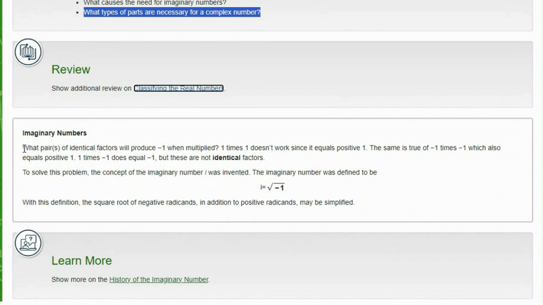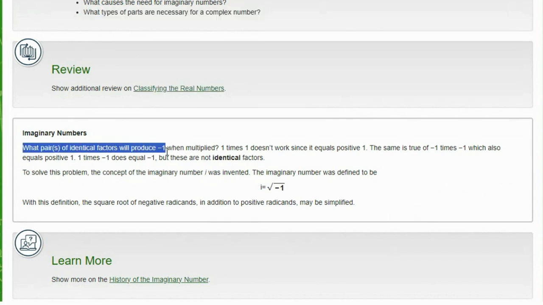What pair of identical factors produce -1 when multiplied? What can you multiply by itself to get -1? You're like, oh goodness. Well, 1 times 1 is 1. -1 times -1 is also 1. They're not -1.